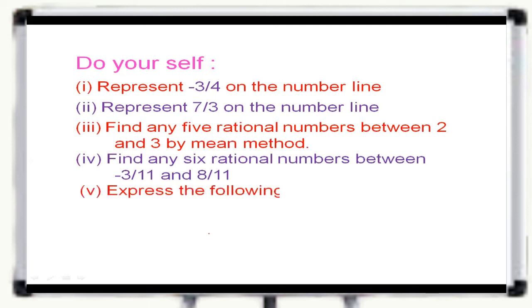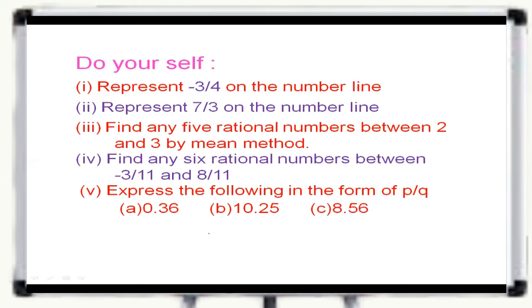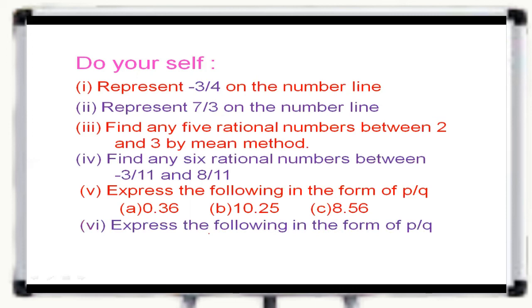The fourth question is find any 6 rational numbers between minus 3 by 11 and 8 by 11. The fifth question, express the following in the form of P by Q. Here A is 0.36, B is 10.25 and C is 8.56. And question number 6, express the following in the form of P by Q. Number 1, 3.8 bar, and number 2, 3.127 bar. Here the repeating decimal is 27 only. And the third question, 1.62 bar. Here the repeating decimal is 6 2.